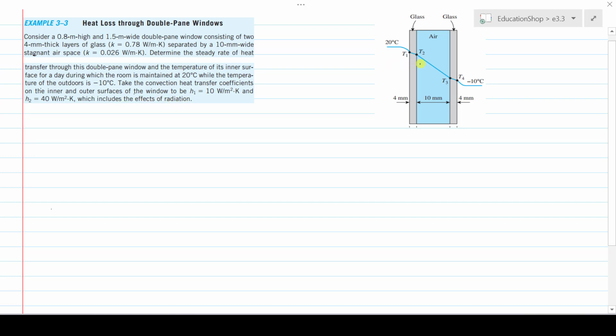This is a double pane window. This is the first layer of the glass, this is the second layer of the glass, and in between these two glasses there is the stagnant air, in which conduction heat transfer occurs, not convection heat transfer. Remember, for this air we consider the heat transfer that occurs through it to be conduction, not convection. Normally through air convection heat transfer occurs, but in this case the heat transfer through the air is conduction. Why? Because it is stagnant, and for stagnant air we assume conduction heat transfer.